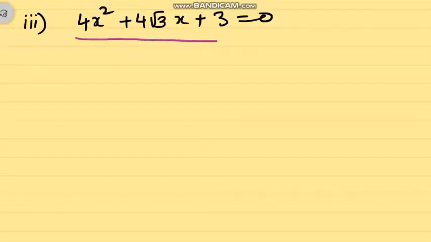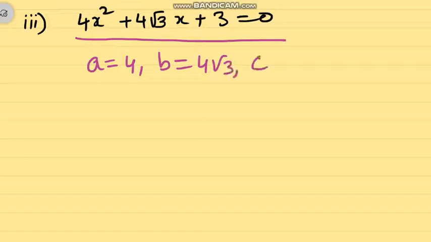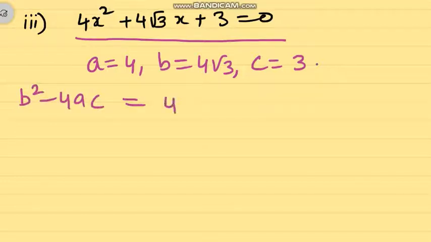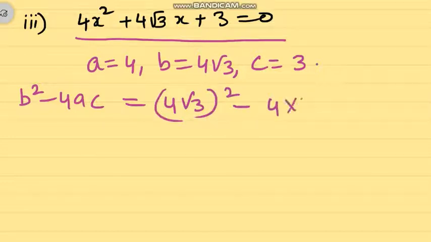The next question is 4x square plus 4 root 3x plus 3 equal to 0. If you compare it with the standard form of quadratic equation, you will get a is equal to 4, b is equal to 4 root 3 and c is equal to 3. Now let's first find out our discriminant, that is b square minus 4ac. That will be 4 root 3 whole square minus 4 into 4 into 3.